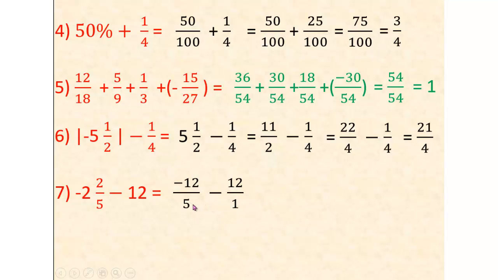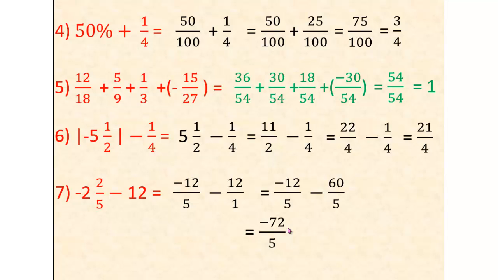Having different denominators here, so 1, how can I change it to 5? Simply if I multiply numerator and denominator by 5. My two new rational numbers are negative 12 over 5 minus 60 over 5. Here I have now the same denominator, so it's easy to subtract the two numbers. So my denominator is 5 and my numerator negative 12 minus 60, which is negative 72. And this is the simplest form.